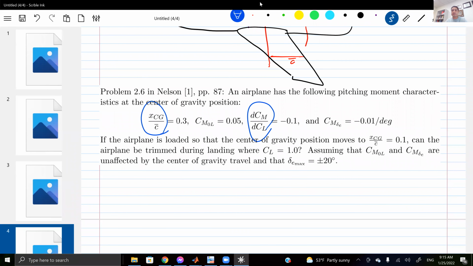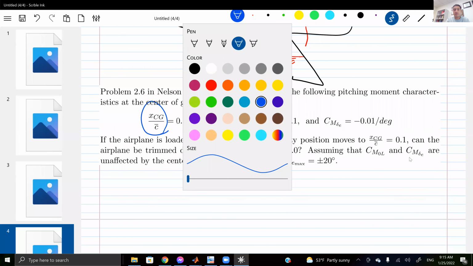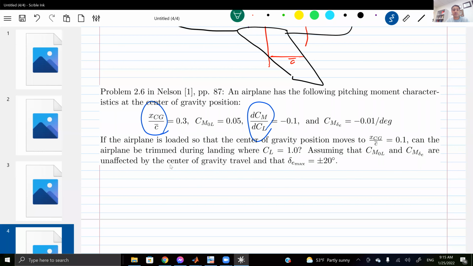This corresponds to that, and he actually makes it clear. Like he said here, assuming that the Cm zero lift and Cm delta elevator, the other things, are unaffected by the center of gravity travel. So these guys are constants. They don't change much with the CG travel.